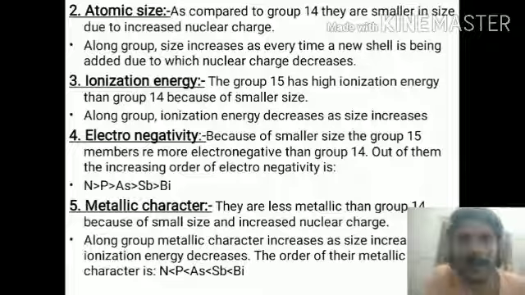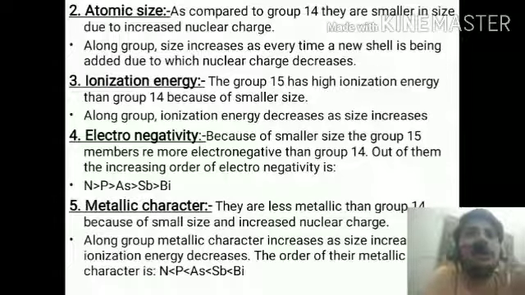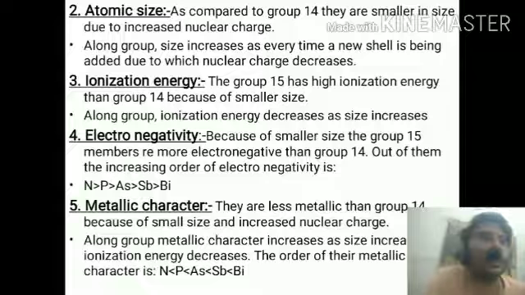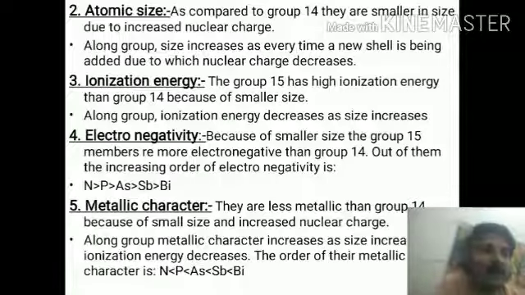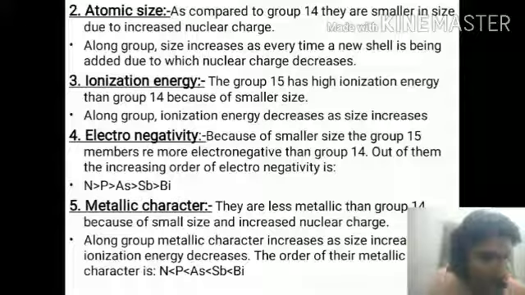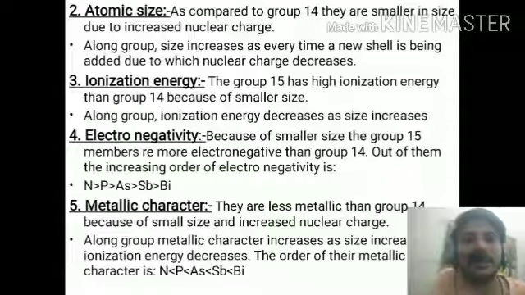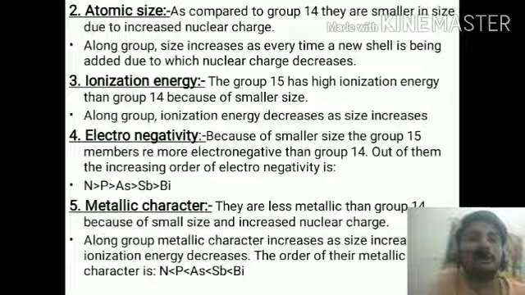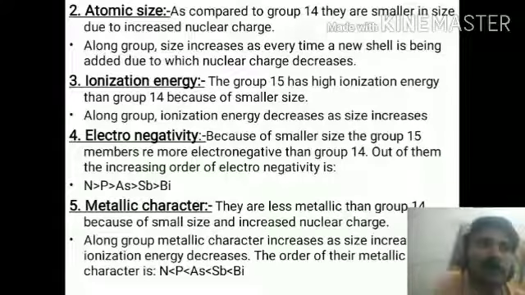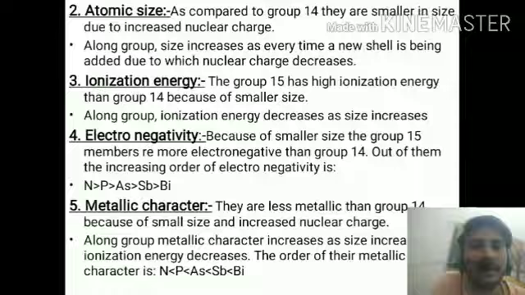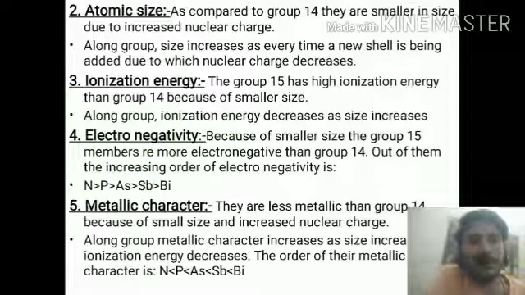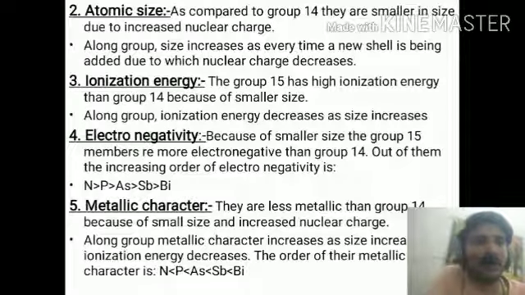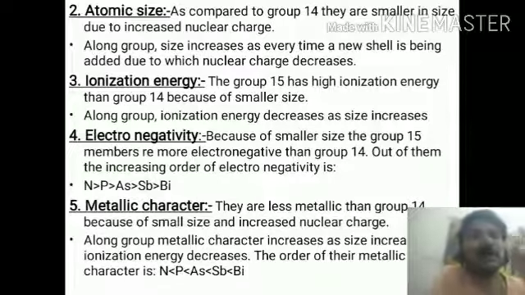Okay. Point number 4, electronegativity. What is the meaning of electronegativity? The attraction power of the shared pair of electrons is called electronegativity. So if the element size is small, then it has a high electronegativity. If the element size is large, then it has a low electronegativity. So when you move from top to bottom, size increases, then electronegativity decreases. Both ionization energy and electronegativity have the same properties: they are inversely proportional to the size.